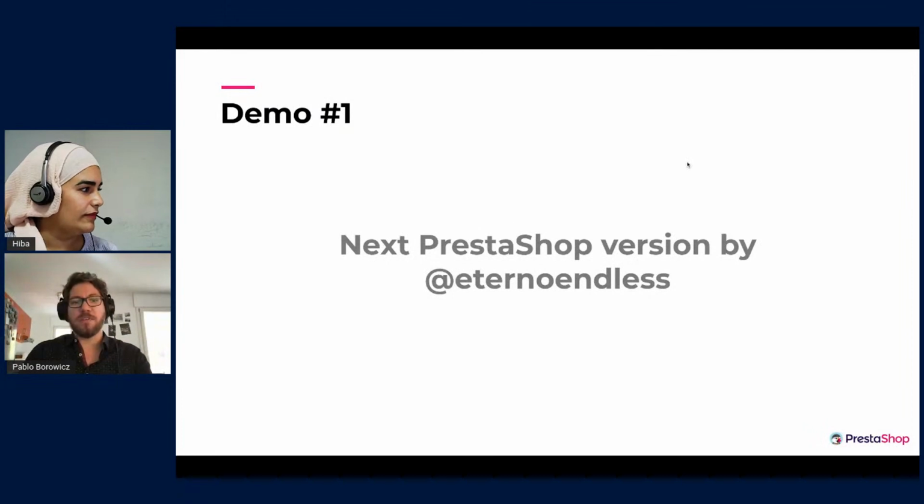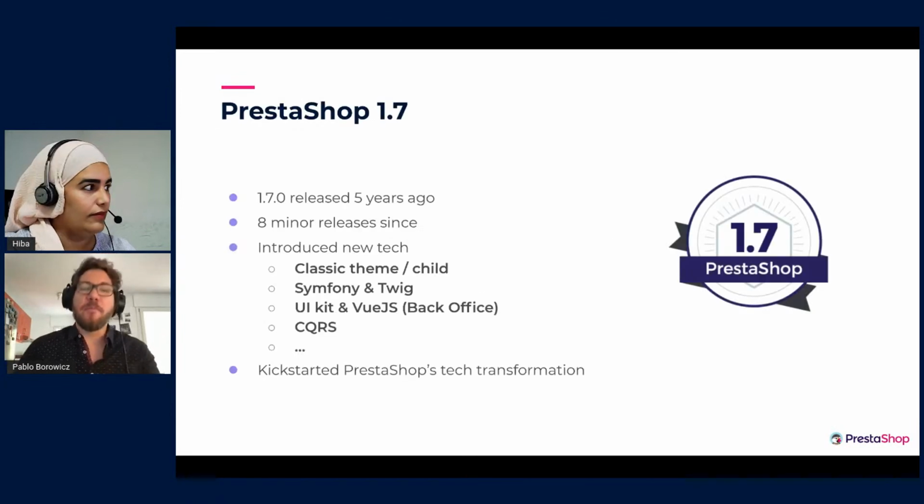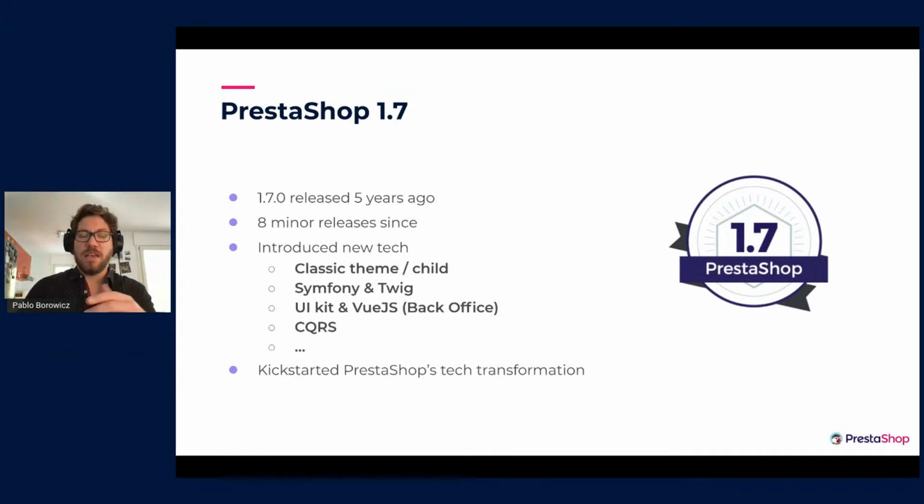Okay. So let's talk about the next PrestaShop version. But before we talk about it, I'm going to bring you all into our thoughts first. Let's get started. PrestaShop 1.7 was released almost 5 years ago, back in 2016. And there have been 8 minor releases since, with 1.7.8 being the latest, just released yesterday evening.